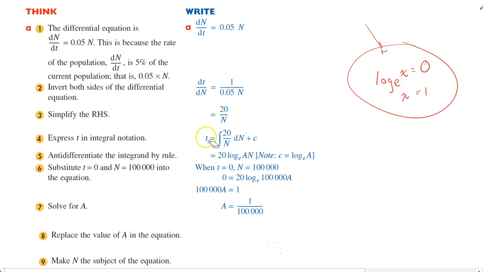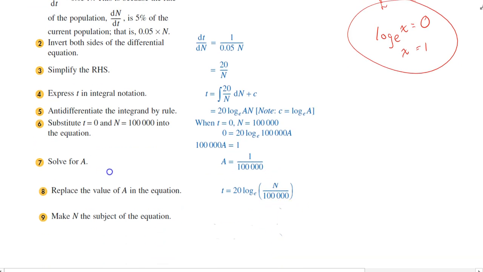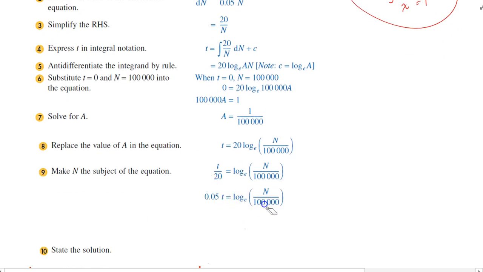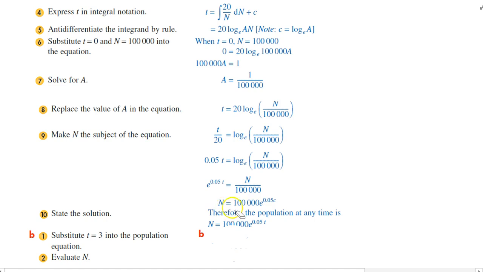So now we have a proper equation for t, not an equation with a constant a. Our equation is actually t equals 20 log base e of n over 100,000. And then you can rearrange that into an exponential function, or you can make n the subject, which is probably the better way to think of it. Okay, so now we have n equals 100,000 e to the power of 0.05t. And there's our equation that you can see there.